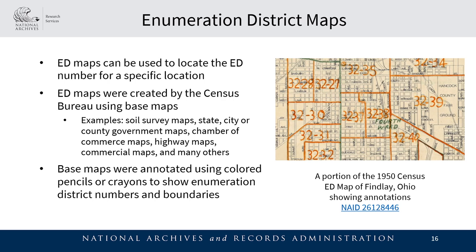The base maps were annotated using colored pencils or crayons to show enumeration district boundaries, numbers, and other relevant features, such as ward or precinct boundaries, township boundaries, and names, and things like city limits. The map on this slide illustrates census enumeration district boundaries for a town in Ohio. The ED numbers and boundaries are shown in orange, which is typical for this census, and other boundaries, in this case, ward boundaries and the words fourth ward, which are shown in green, although the colors can sometimes vary.